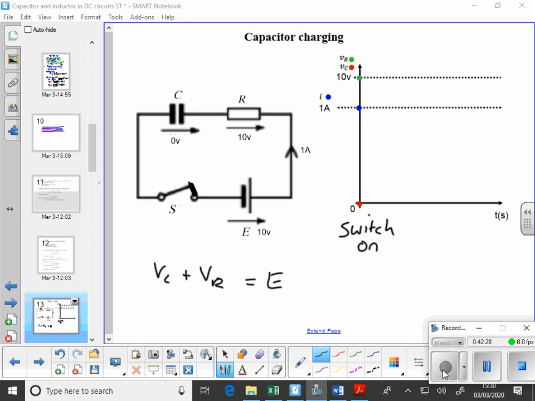And if that resistor's got 10 volts across it, and it's 10 ohms, then there must be 1 amp flowing. So my little blue dot there, that's 1 amp. We've got two different scales on the y-axis here. I've made the highest current a little bit lower than the highest voltage so we can graph more than one thing on the same axis. So that is at time t equals 0.